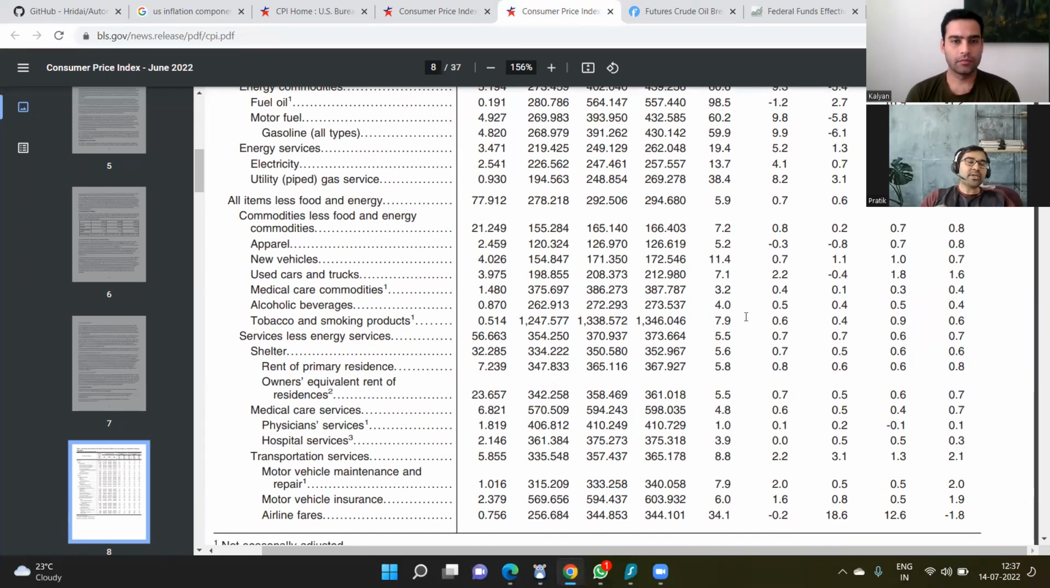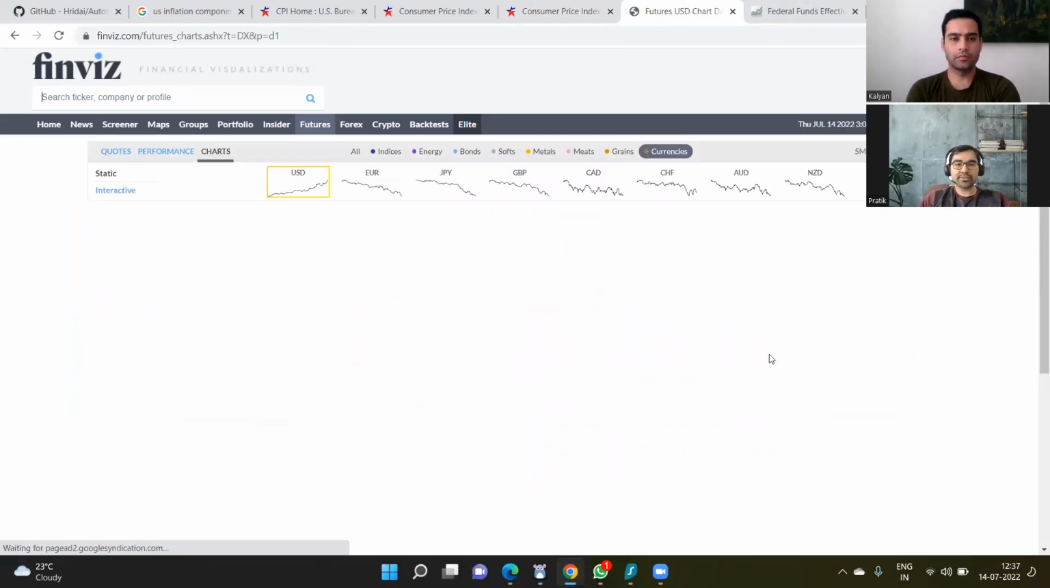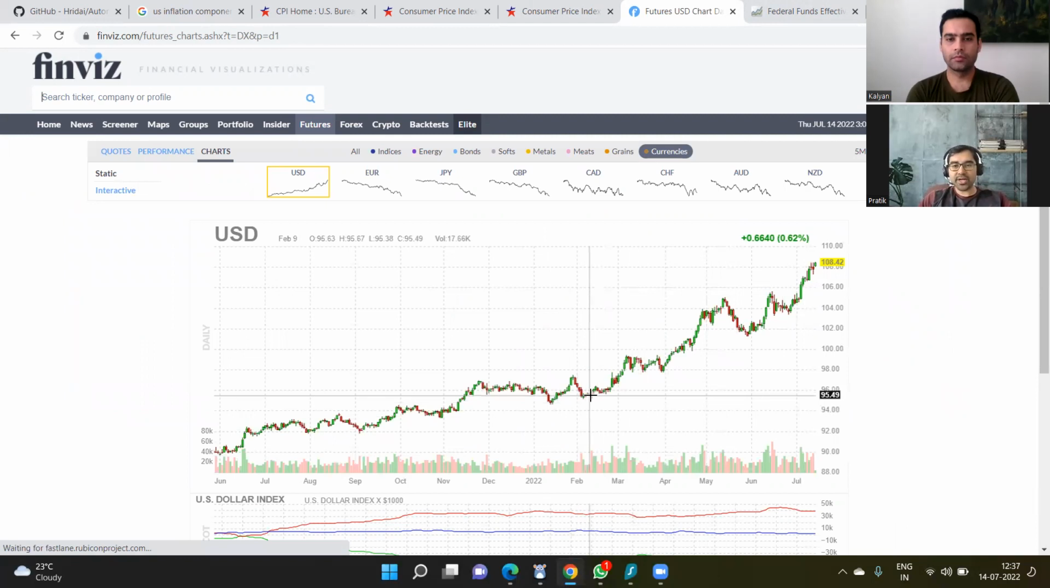Now, why am I talking only about the Fed? Because it impacts the entire global markets. If you look at the trajectory of the US dollar, you see this is the US dollar. From February it was at 95, now it is at 108. It's continuously increasing. And whenever this kind of thing happens, we have got a lot of debt. Not only we, but many emerging markets have got a lot of debt which is denominated in US dollars, because the US dollar is sort of a reserve currency, and people want to take debt in US dollars.